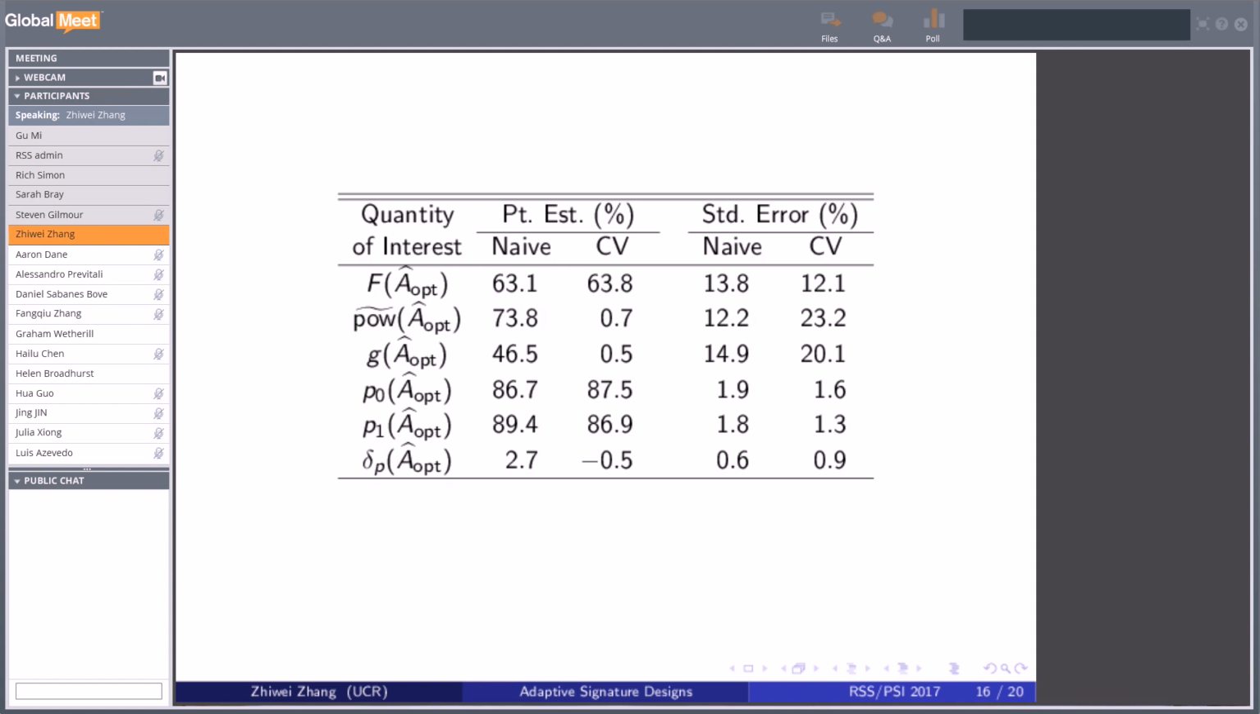We also look at the survival rates for the 2 treatments, as well as their difference, which is the basis for superiority testing. For each quantity, the table shows a naive estimate without cross-validation, as well as a cross-validated estimate. As you can see, the naive estimates are generally more optimistic than the cross-validated estimates.